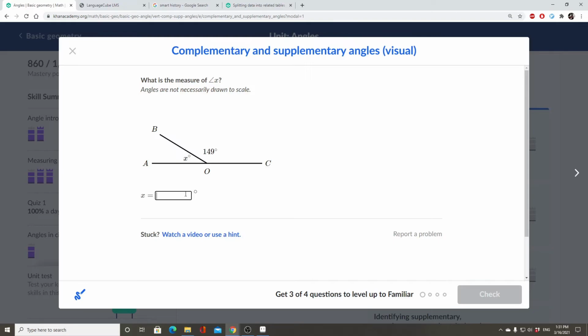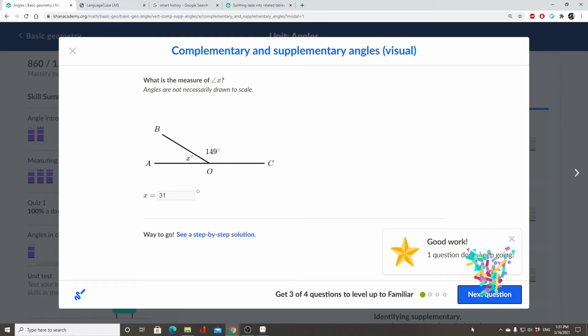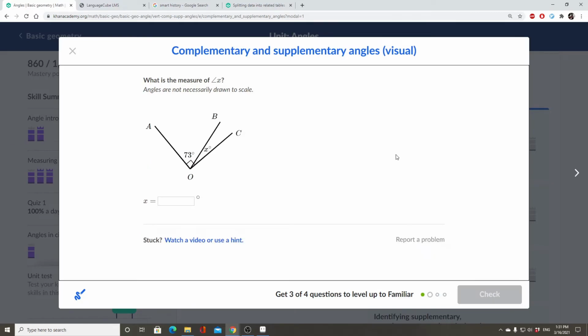80 minus 49 would be 31. Am I right? I don't know. It might be embarrassing if I'm not. I'm right. Okay, great. See, I wasn't sure. Right? This is where I stand. So, what is the measure of x?